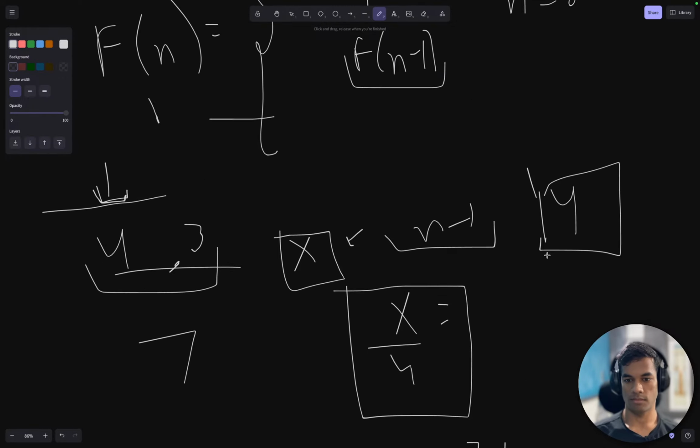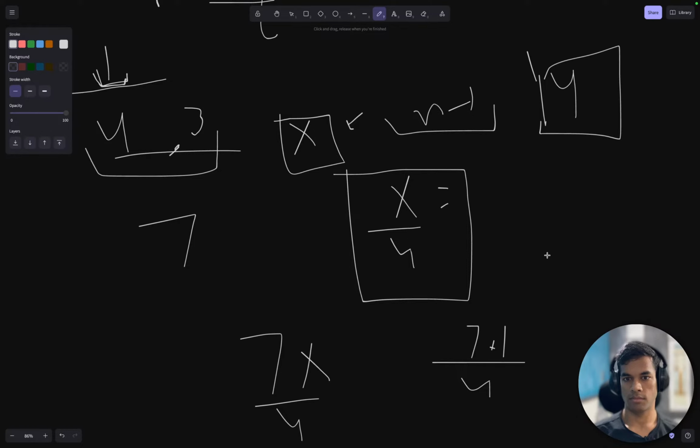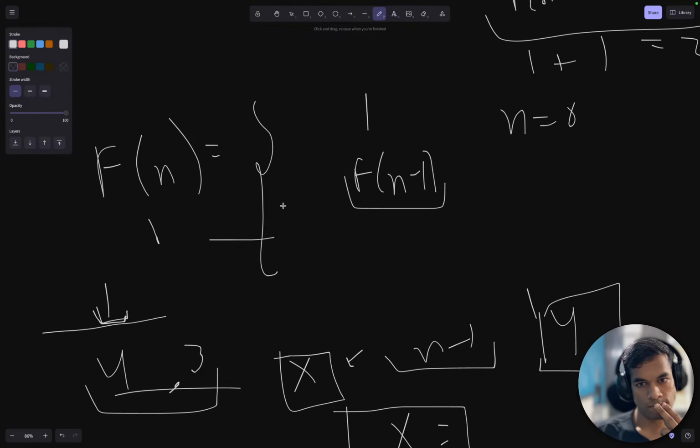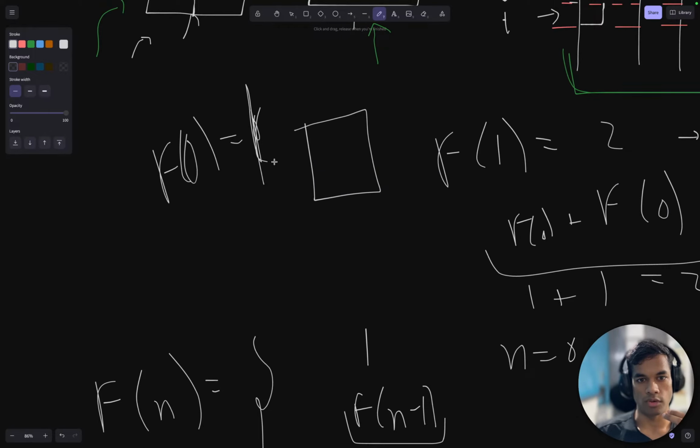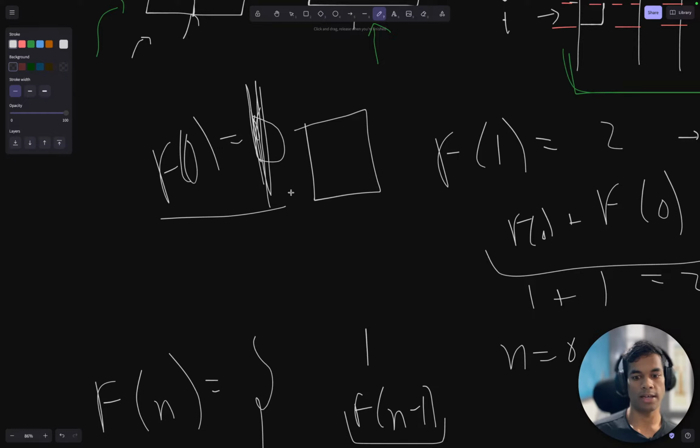Wait, f0 is equal to 1, because if there is no row, then there is only one possibility, which is no possibility at all.